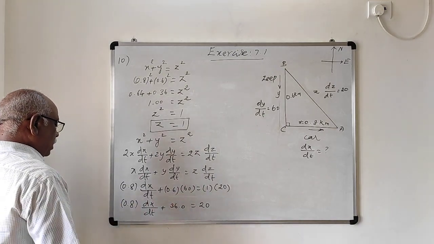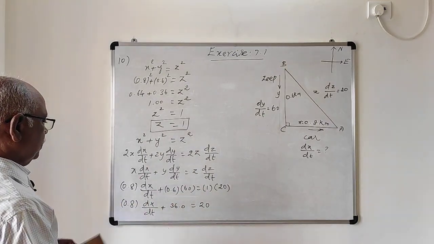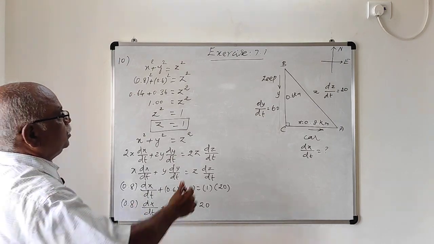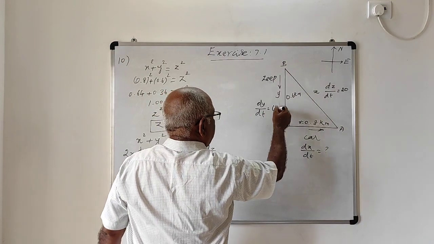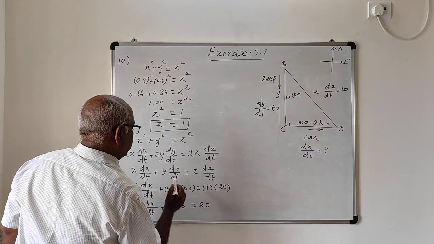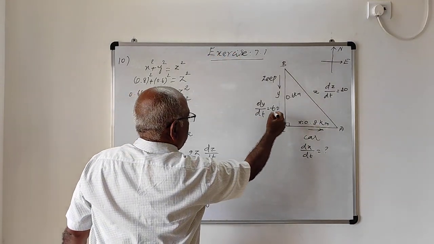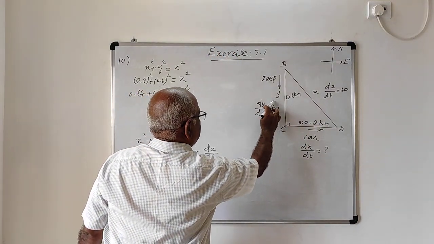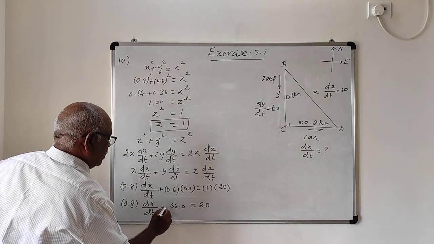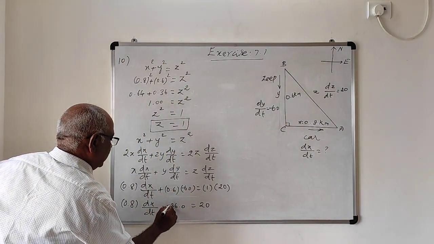The jeep is moving down towards the car, so you write it with a minus sign. You write it as minus 60, because it is moving towards the car in that direction, it gives minus 60. So this is minus 36.